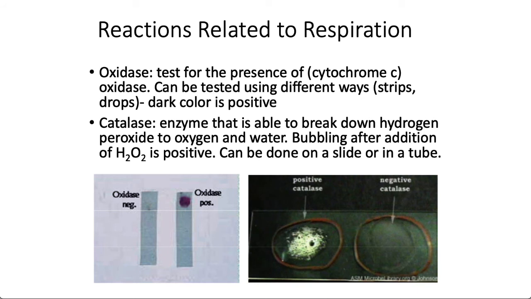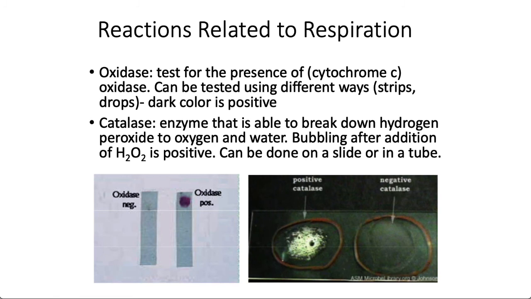Then you have reactions related to respiratory processes. So oxidase is a shorthand for cytochrome oxidase C, and it's just an enzyme that may or may not be present in the respiratory chain. And there are a lot of ways how you test that. Sometimes you just take a little strip, like an oxidase strip, take a little bit of the bacterial suspension, and if there is a positive reaction, you will see that kind of dark purple color. Sometimes you just have a liquid reagent that you drop on top of your culture.